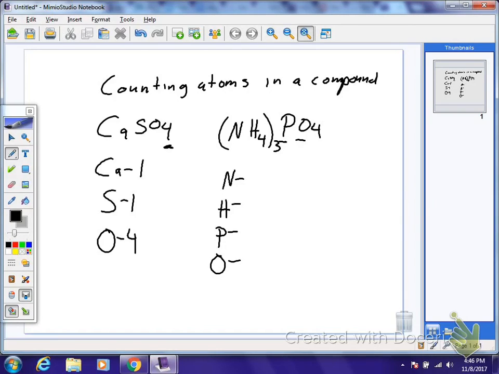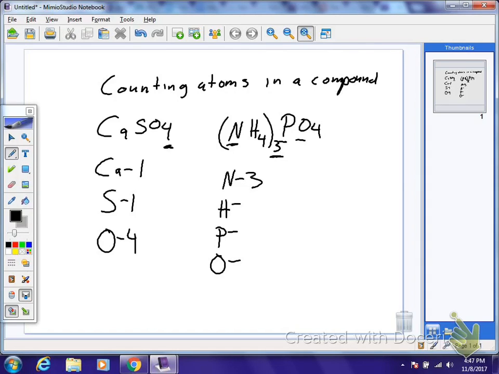If a compound, like NH4 in this case, is in parentheses with a number outside the parentheses, that 3 outside the parentheses would multiply by the subscript. Since N does not have a subscript, then you just multiply that 3 by 1. So there's 1 nitrogen inside that parentheses. You multiply it by 3, you get 3.